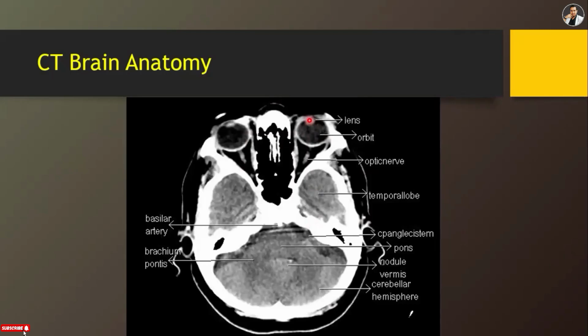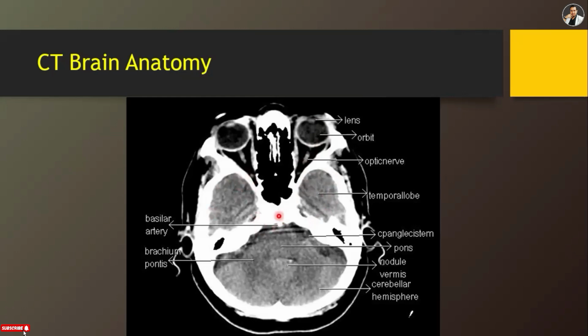The first thing that is inside the orbit is the lens. And the fluid that is inside the orbit is called vitreous fluid. And behind the orbit is the optic nerve. And this is the temporal lobe of the brain. This is also a temporal lobe.